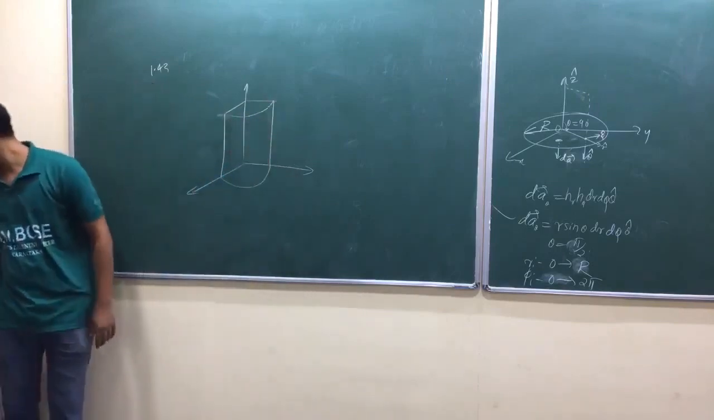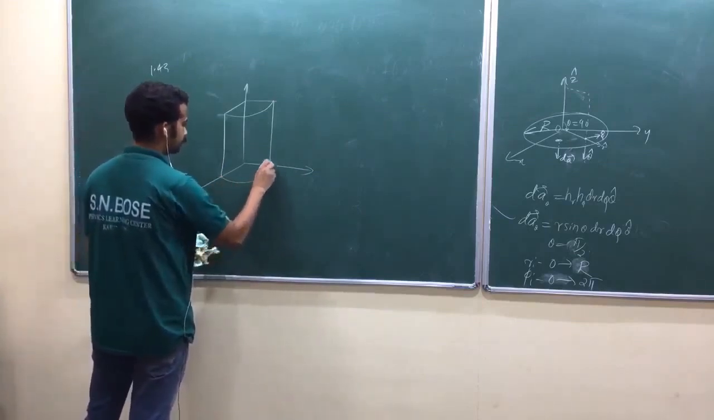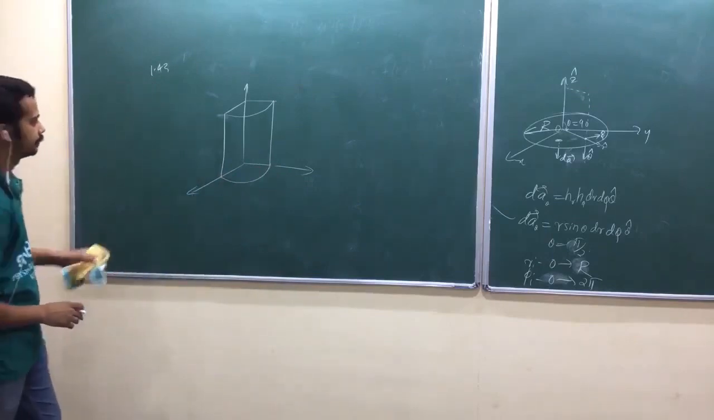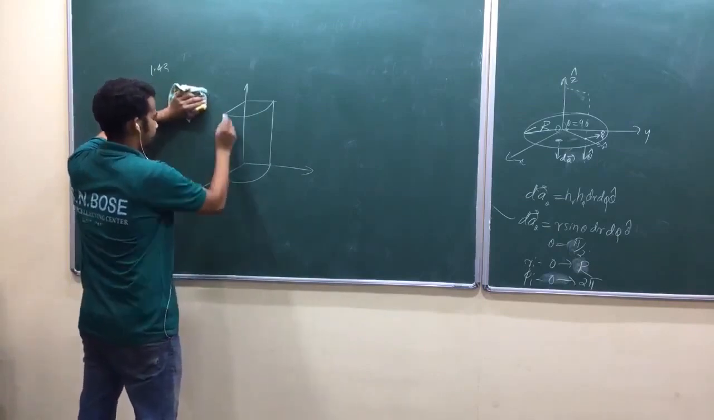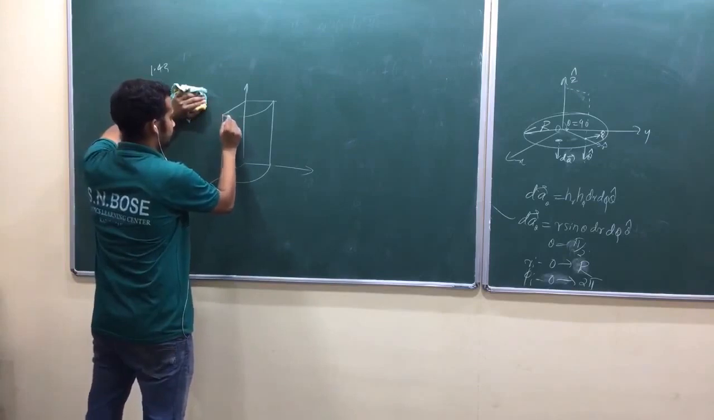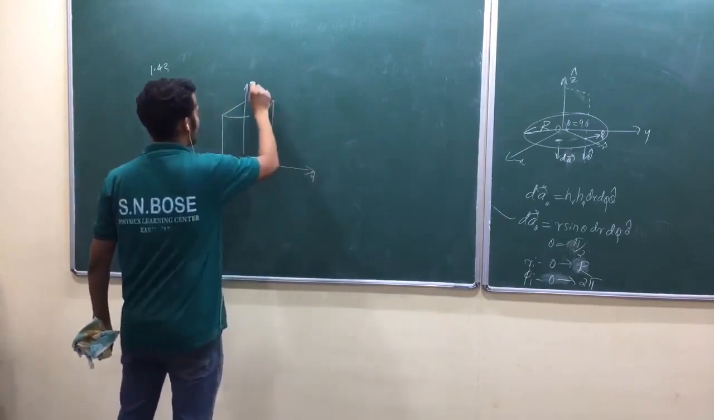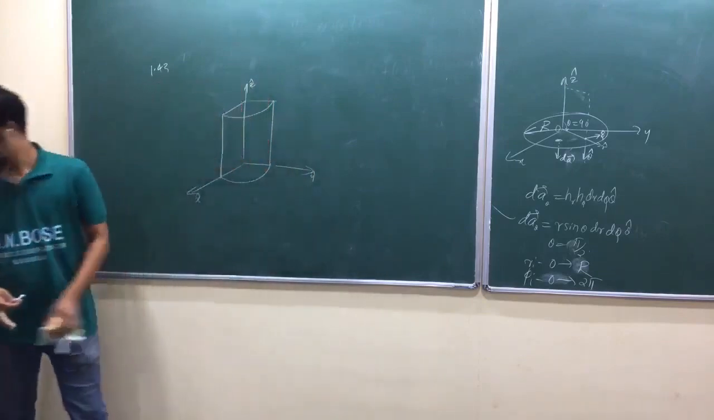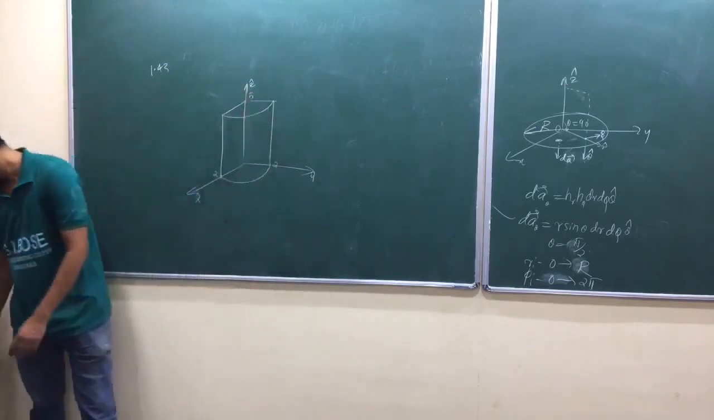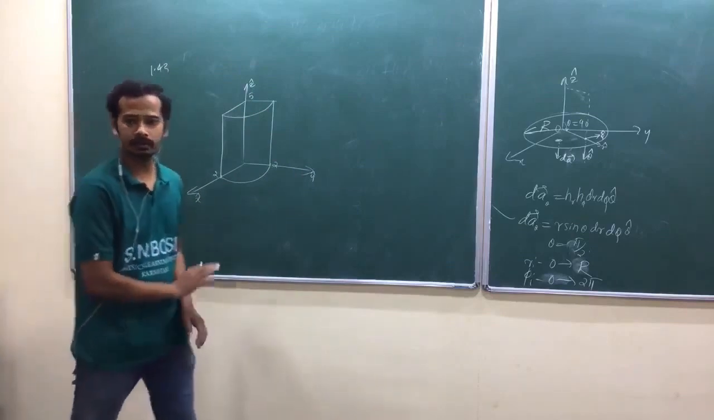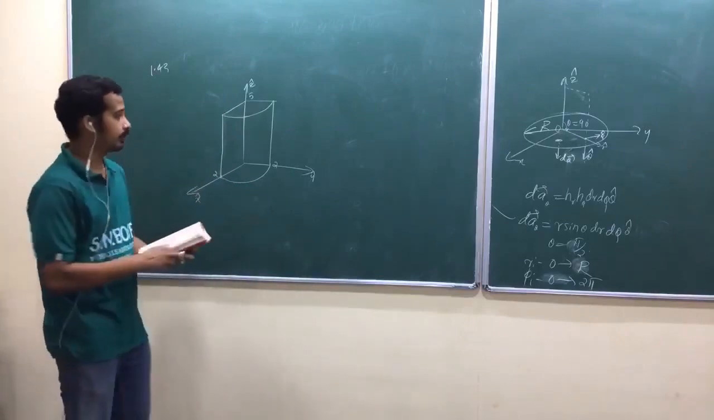A quarter of a cylinder. Can you imagine? Quarter of the cylinder, approximately. Where this is 2, this is 2, this is 5. Obviously, you have to write everything in cylindrical coordinates. He has given the vector field also in cylindrical coordinates.